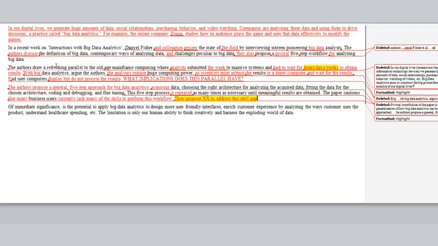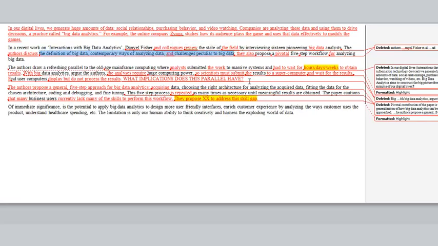Now, I want to point one thing out here. We get in the very introductory, then this second paragraph here, which introduces the review paper, we are told that the authors discuss the definition of big data, contemporary ways of analyzing data, these challenges, and they also propose this pivotal 5-step workflow. So in the body of this paper, we get the 5-step workflow, but we don't get any of these other things, the definition of big data, the challenges, etc.